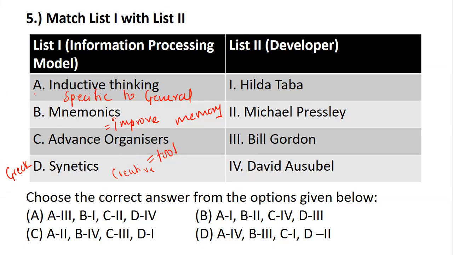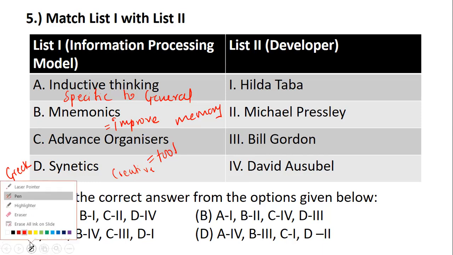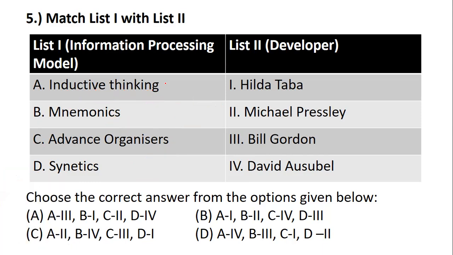So these are the options they have given, and I have explained all the options. Inductive thinking is coming to a general understanding. Mnemonics is a strategy to improve memory. An advanced organizer is a tool to make your learning better. Synetics helps you make something creative. Now, this question is very factual. If you do not know, it becomes difficult.